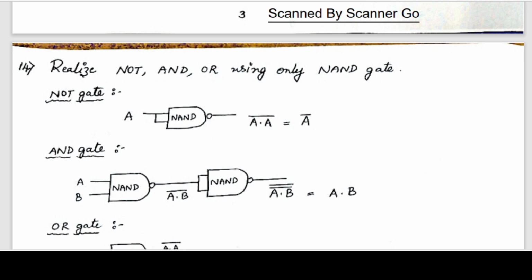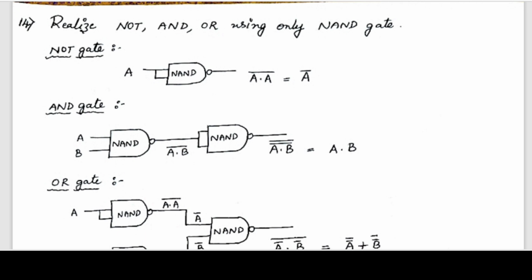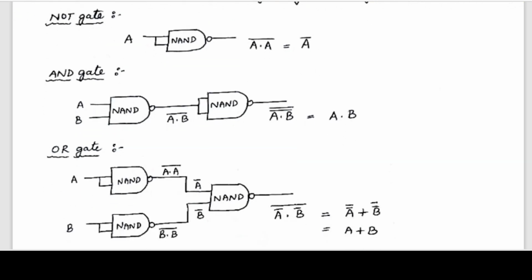And the most important question is implementing the output of all the basic gates using the universal gates NAND and NOR. So this is with NAND. What happens when realizing the output of the basic gates with NAND? Look here. The NOT gate is very simple. You give A, it is A into A, it is A bar.